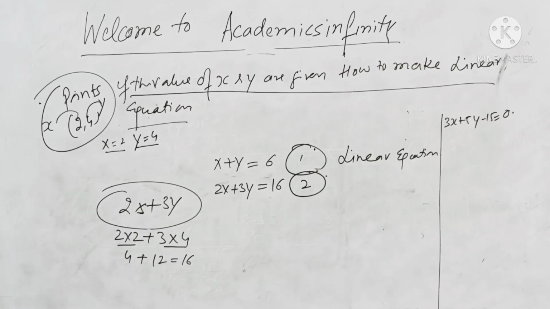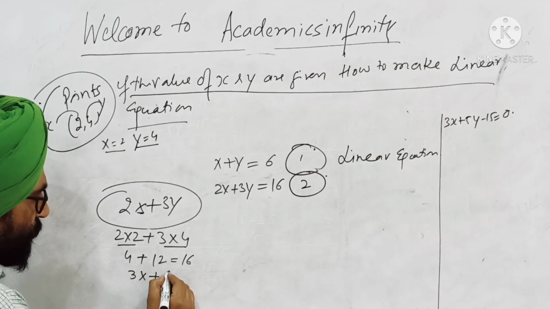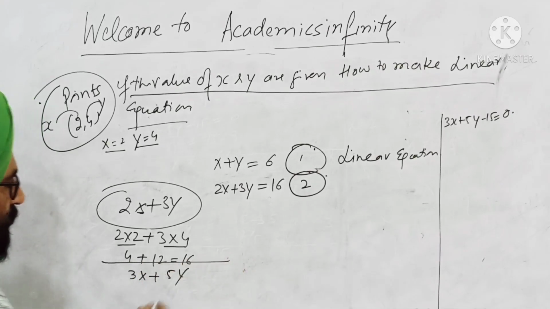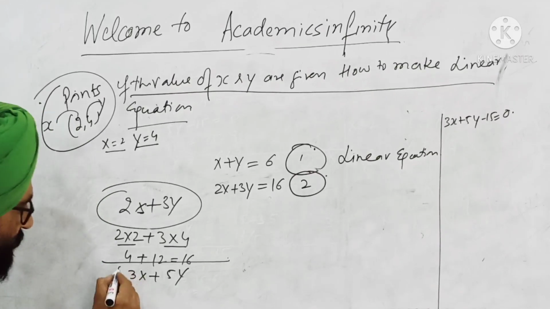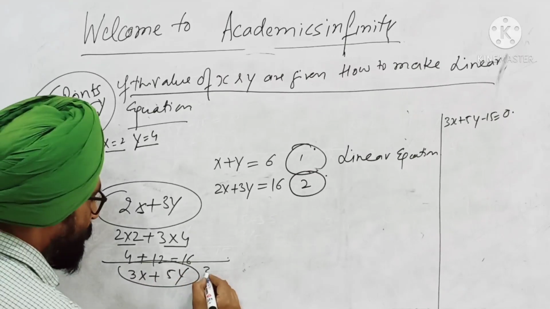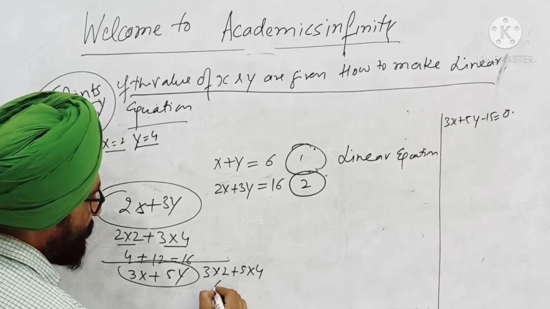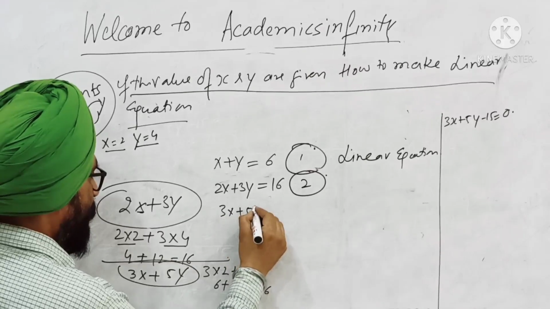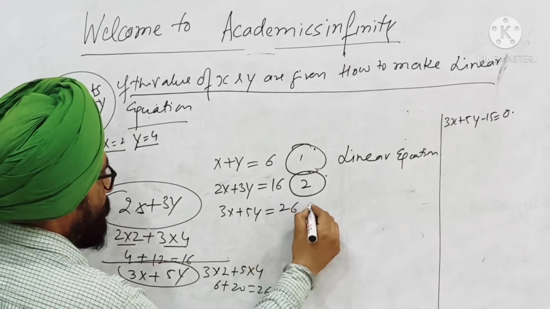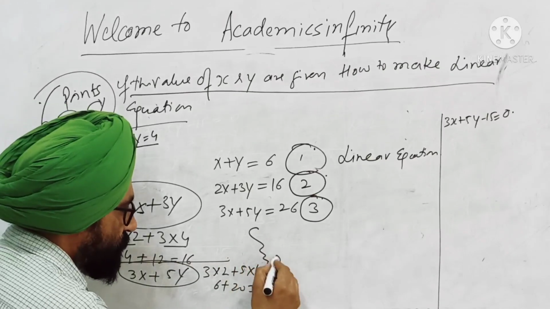Then next, let's take another example. 3x plus 5y. Put the value of x and y in this equation. Now we will get 3 multiplied by 2 plus 5 multiplied by 4. That is 6 plus 20 is equal to 26. It means 3x plus 5y is equal to 26. The third linear equation. And so on.